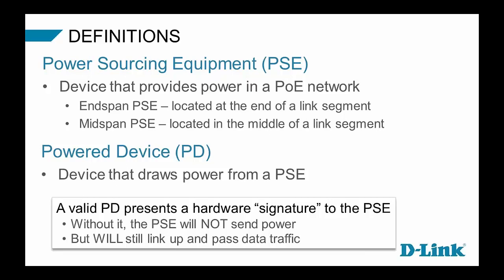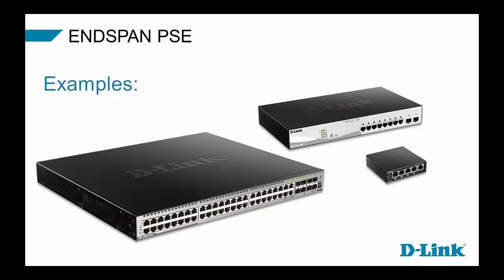So if the PSE sees that signature, it will apply the 50 to 55 volts of DC power. If it doesn't see that signature, then from a safety perspective, it does not apply the power. It will still establish Ethernet link. It will still pass data traffic. It just does not apply the DC power, which is the PoE part. So here's some examples of PSEs.